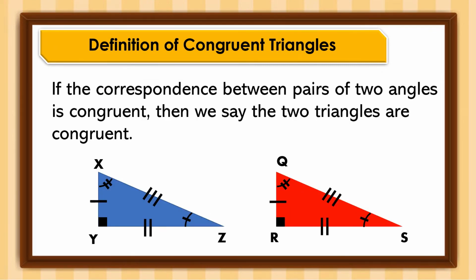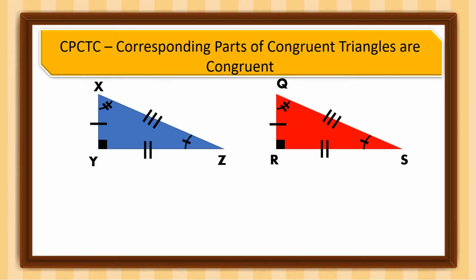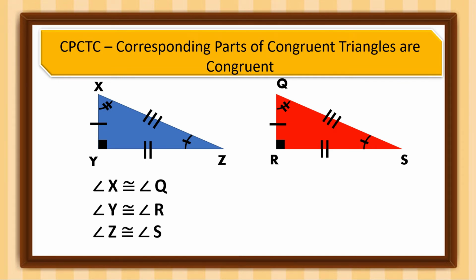And let us now proceed to the definition of congruent triangles. It states that if the corresponding pairs of angles and sides are congruent, then we can say the 2 triangles are congruent, like triangle XYZ and triangle QRS. Or in short, this is what we call the CPCTC, or corresponding parts of congruent triangles are congruent. We have here angle X is congruent to angle Q, and angle X and angle Q correspond with each other. Angle Y is congruent to angle R, and angle Z is also congruent to angle S.